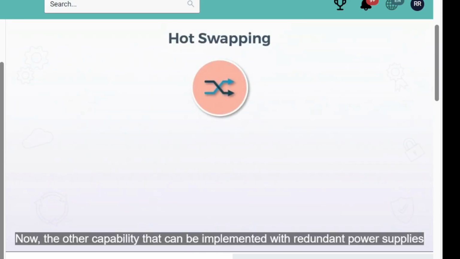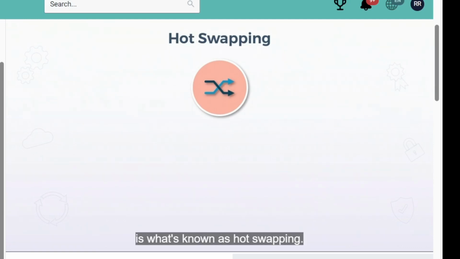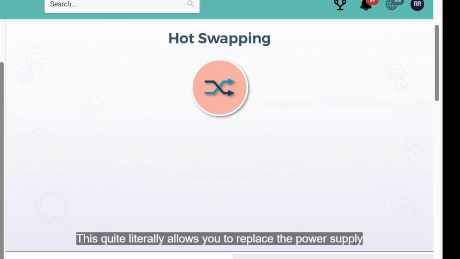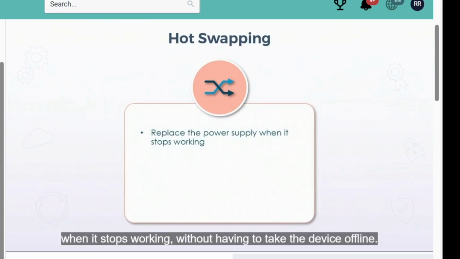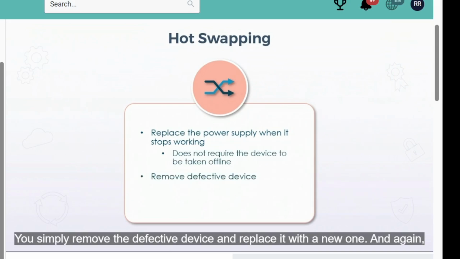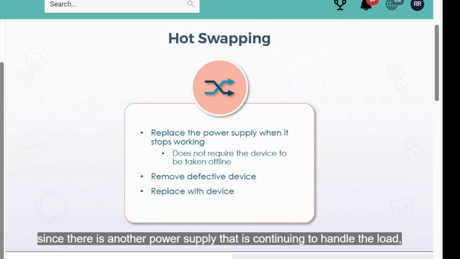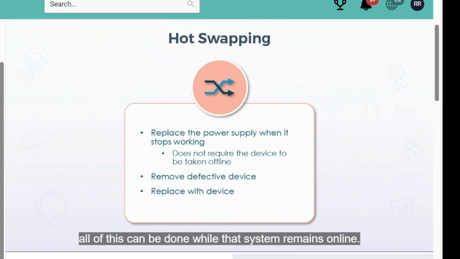Now, the other capability that can be implemented with redundant power supplies is what's known as hot swapping. This quite literally allows you to replace the power supply when it stops working without having to take the device offline. You simply remove the defective device and replace it with a new one. And again, since there is another power supply that is continuing to handle the load, all of this can be done while that system remains online.